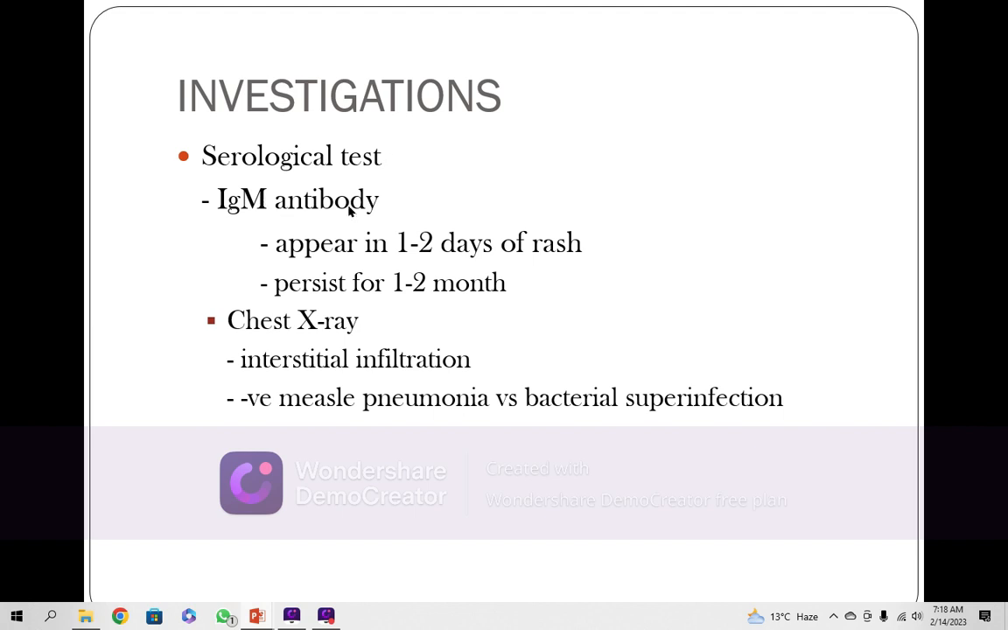Investigation: you can do IgM antibody if it is recent, of course. It appears in 1 to 2 days of rash, and persists for 1 to 2 months. So this is ELISA you will do for the measles. Chest X-ray: interstitial infiltration, bilaterally. Measles pneumonia versus bacterial superinfection. There will be chances of secondary infection in this child.